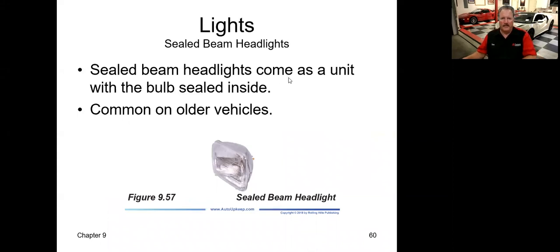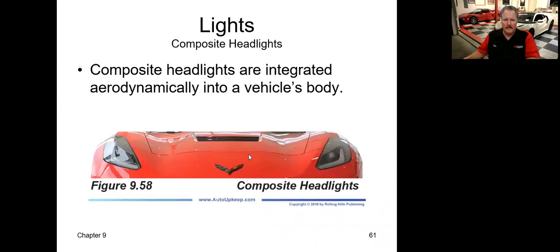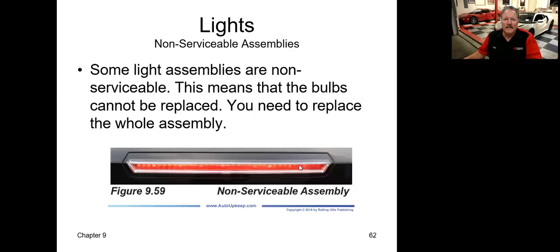Sealed beam headlights are common in older vehicles. These ones right here. Composite headlights are integrated aerodynamically into vehicles nowadays, and you'll have to get these bulbs out by going underneath the hood or through the trunk.